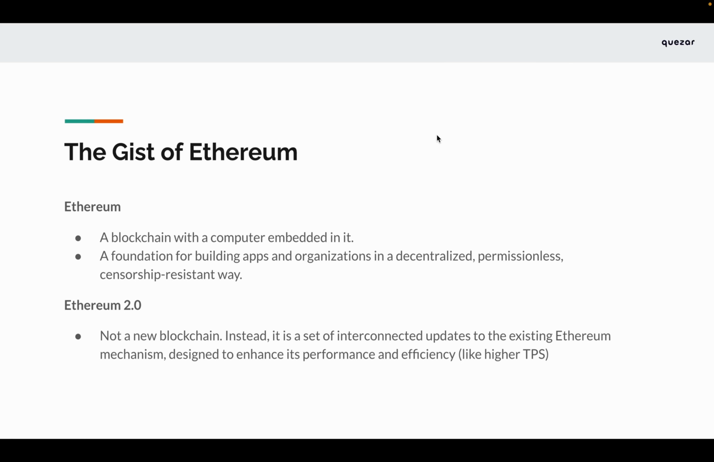Hi everyone, welcome back to another video of our Ethereum series. In this video, we'll take a look into the various components that make up the Ethereum network.